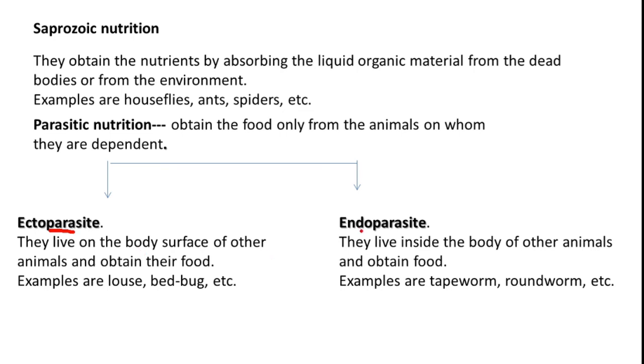Then endoparasites. Endoparasites are animals which live inside the body of other animals and obtain their food. This type of nutrition is called endoparasitic nutrition, and the animals are called endoparasites. For example, tapeworm, roundworm, etc. So they will feed on food that is being digested.